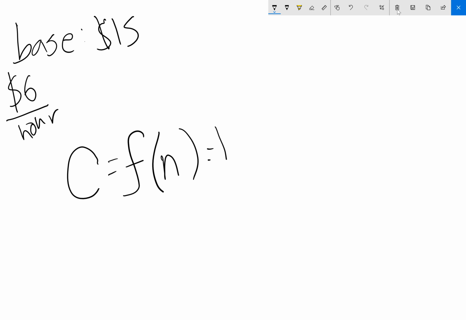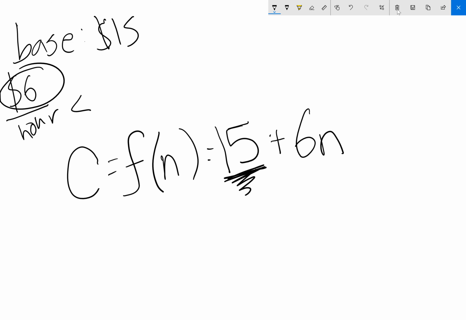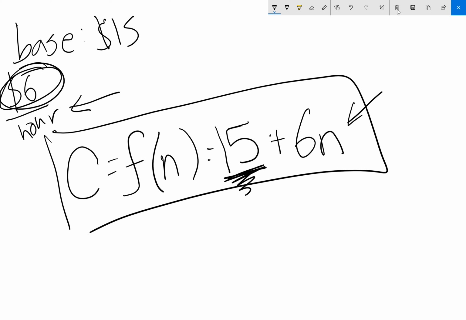So we always start with a base $15. That's our initial payment. And every hour after that, we have to pay $6. So 6N, right? The number of dollars in terms of every hour. So 6 per hour. Okay? So that's it for A. So simple enough.